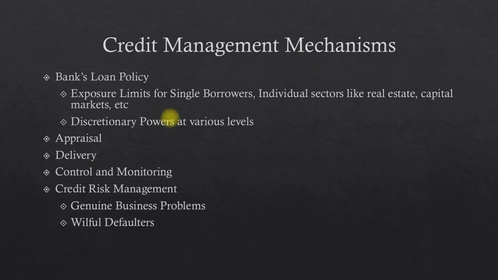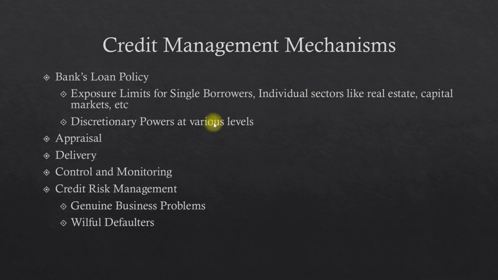Now, guidelines on the following aspects run the loan policy, which are exposure limits for single borrowers, exposure limits for individual sectors such as real estate, capital market, etc. Now, banks constantly watch these sectors, and if banks' understanding about a certain sector deteriorates in value, the bank reduces exposure limits and demands fresh sanctions of credit proposals.